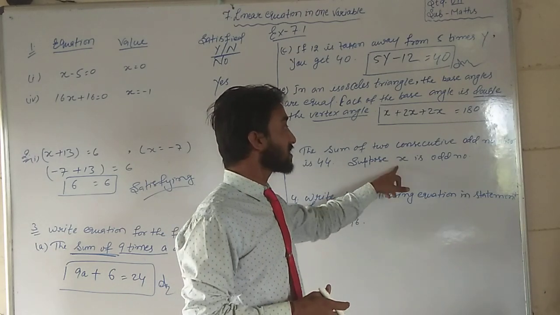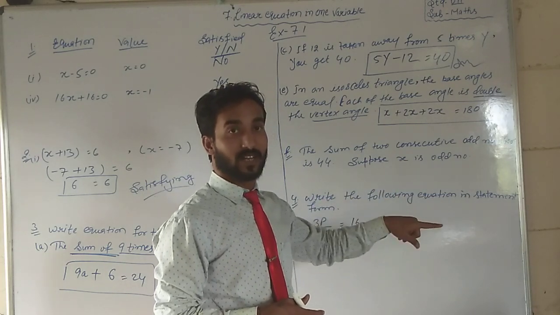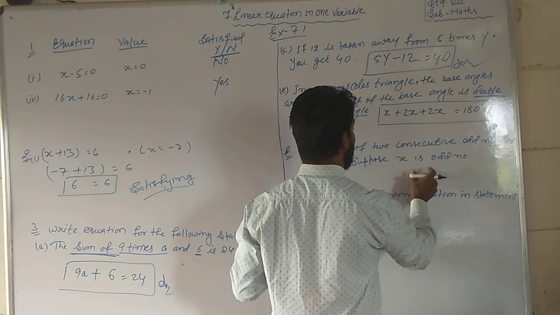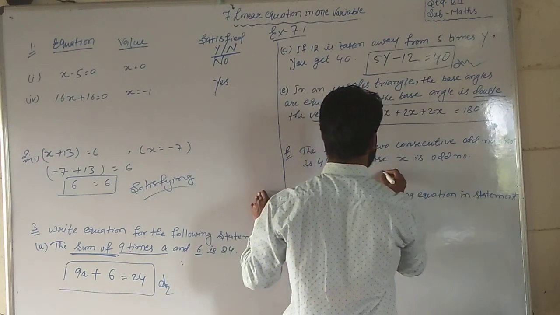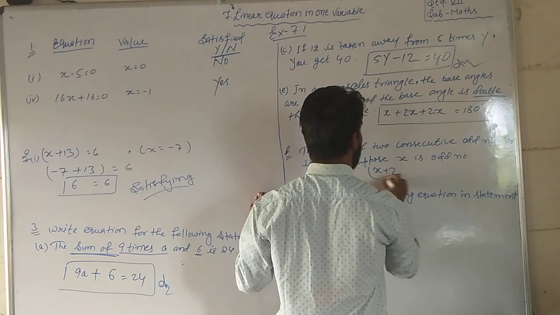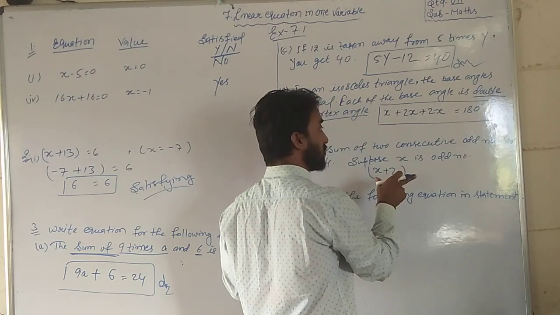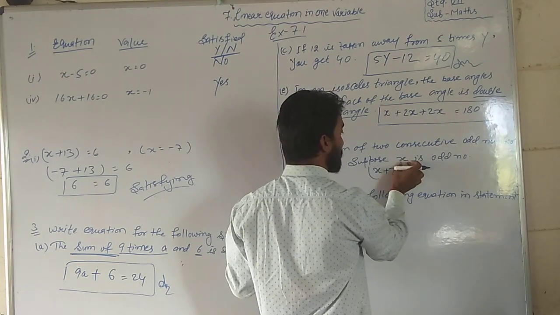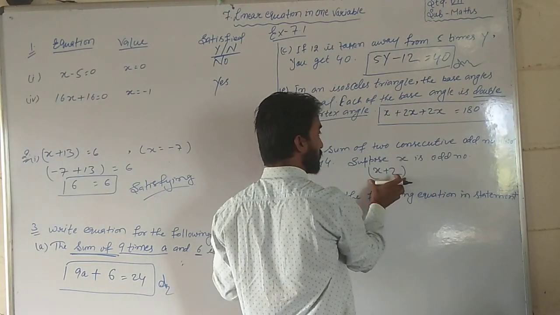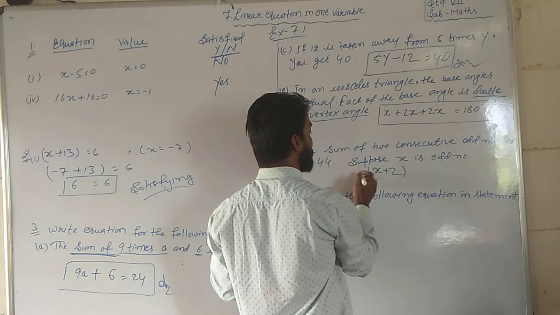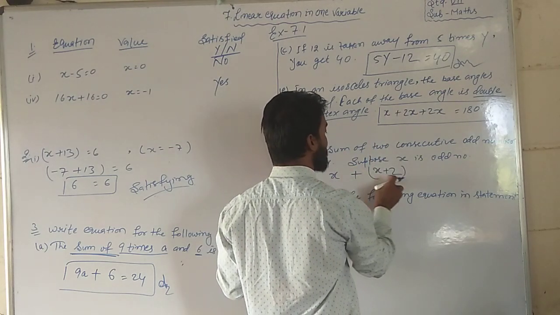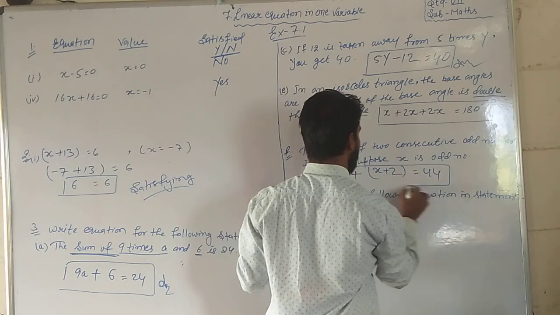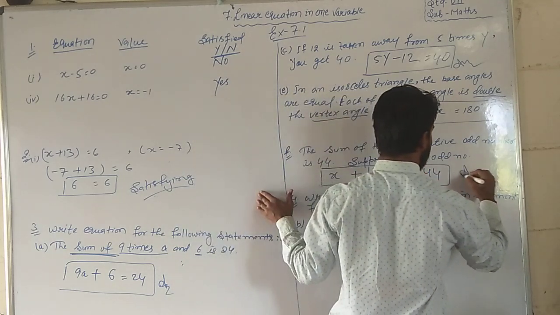So what are the terms given? X is an odd number, then x plus 1 will be an even number, x plus 2 will be an odd number. So what will be the next odd number? X plus 2. So see, read the question. The sum of two consecutive odd numbers. One odd number is x and the second odd number is x plus 2. What we have to find? Sum. So x plus x plus 2 is equal to 44. This will be your answer.